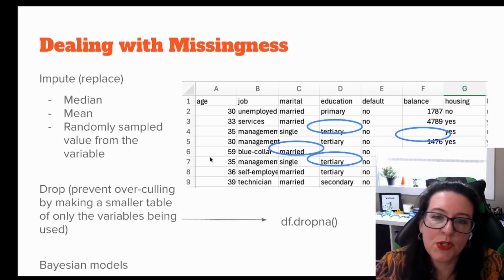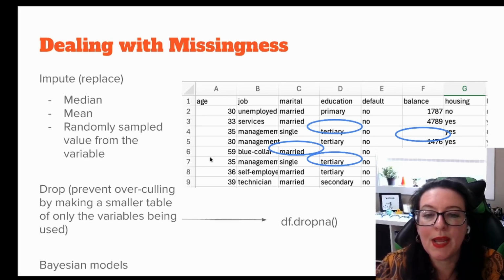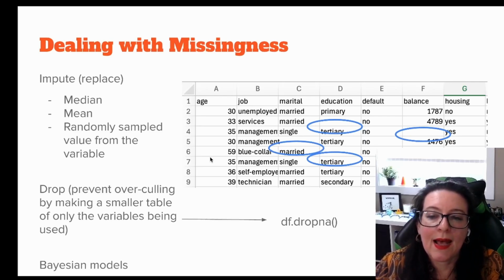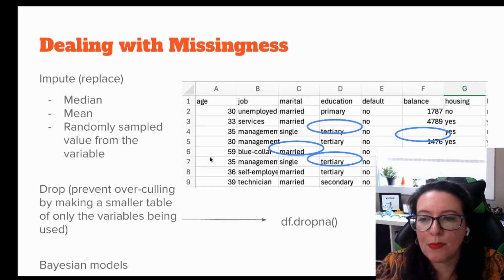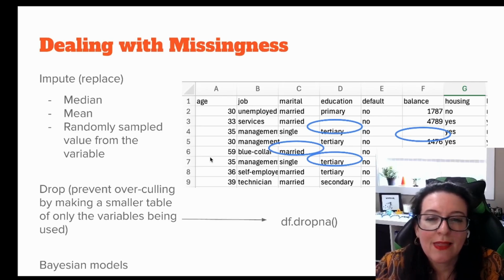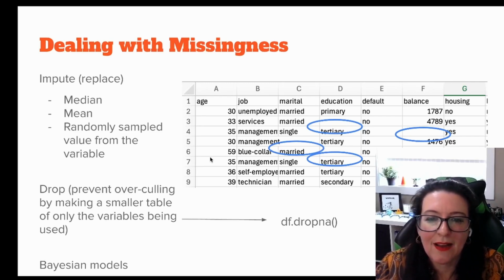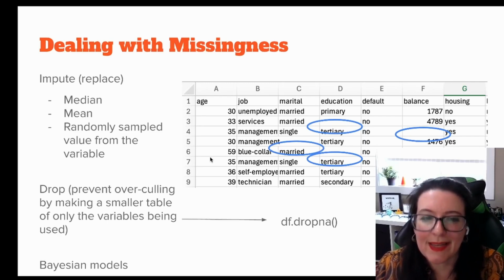So what we often want to do is create a smaller table first of the variables that are relevant to our model, and then use dropna to drop rows that are missing information. This prevents overculling, or removing rows of data that happen to be missing information but are not missing anything that we really need.